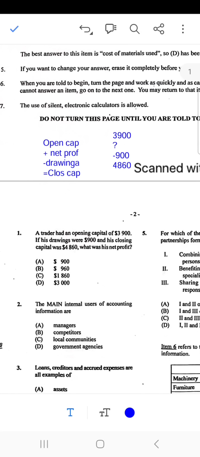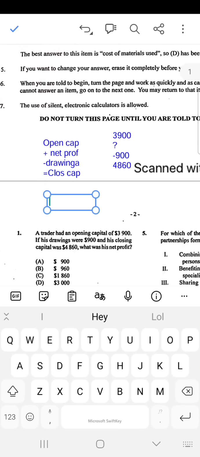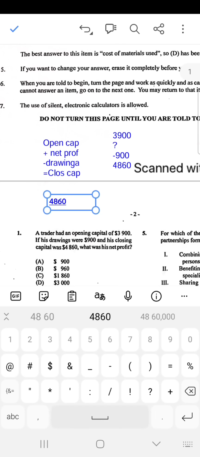So I'm going to add back that 900 to see what number I had when I add my opening capital to my net profit. I'm going to add that 900 back to closing capital. 4,860 plus 900 will give me 5,760. So now I know my opening capital plus my net profit is equal to 5,760. So all I have to do now is subtract my opening capital from this figure, and that will give me net profit, and that's how we get C, 1,860.